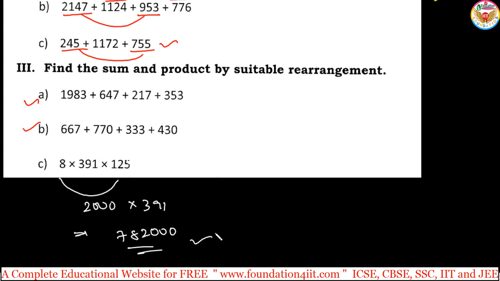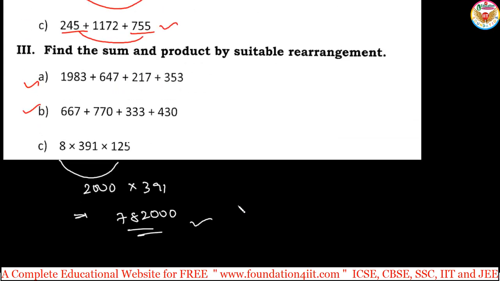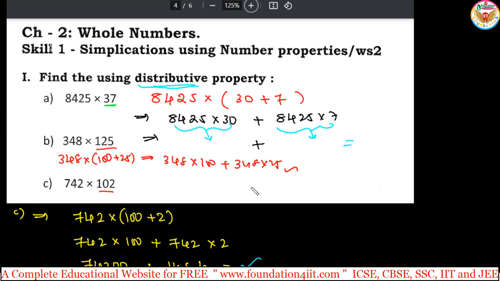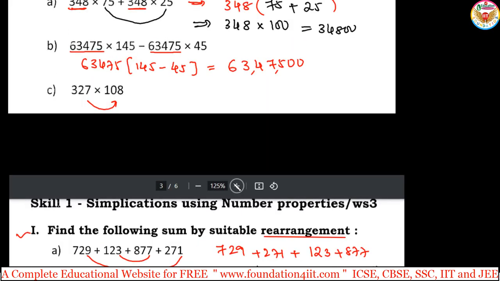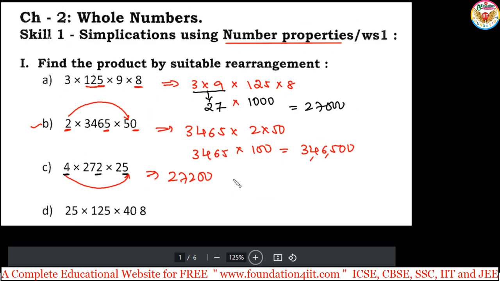This is the main thing in this rearrangement, especially in whole numbers. Just a continuation, you need to practice taking all the problems in this PDF. Once you're perfect in one particular page, then only you can come to the next page and practice.